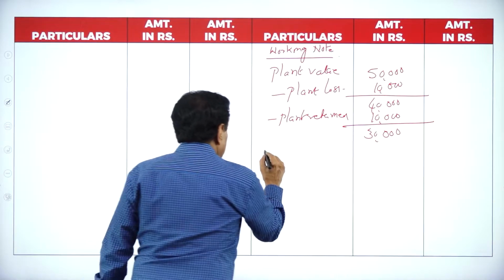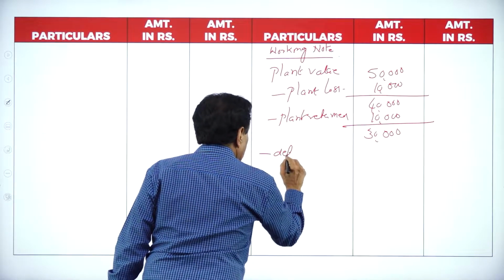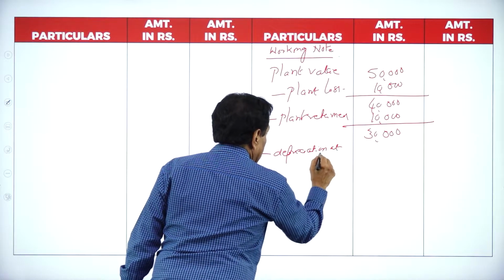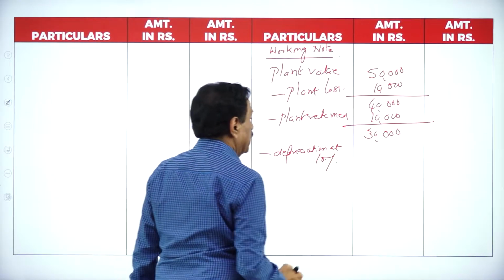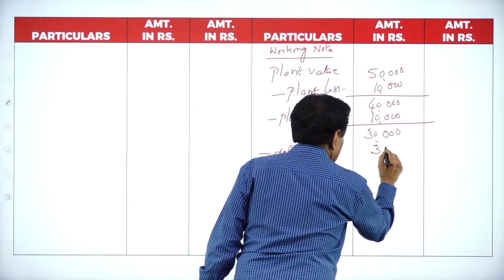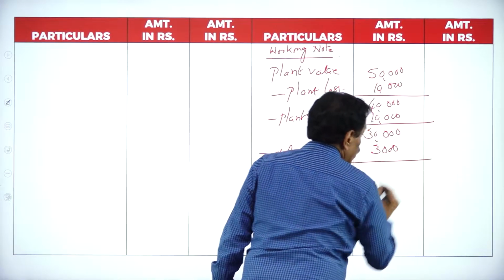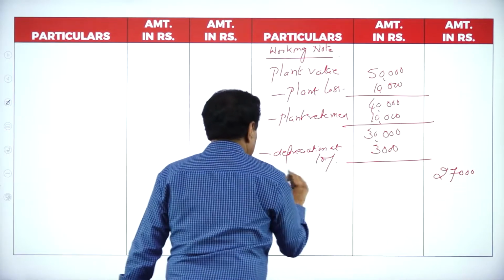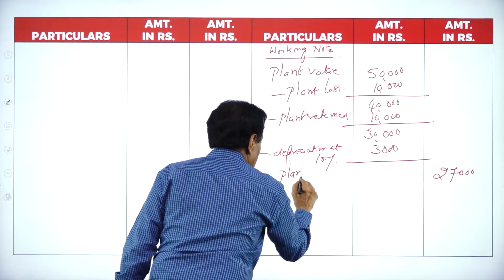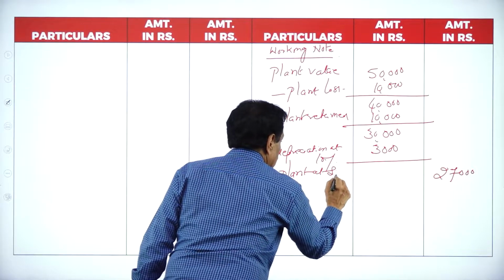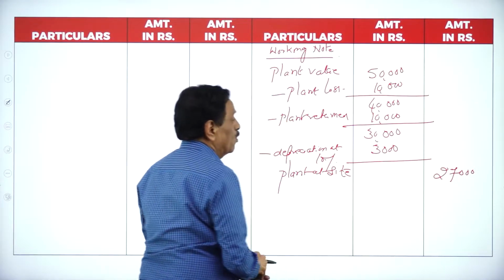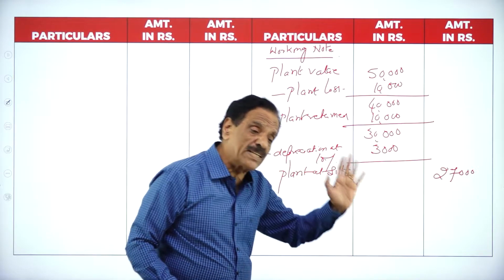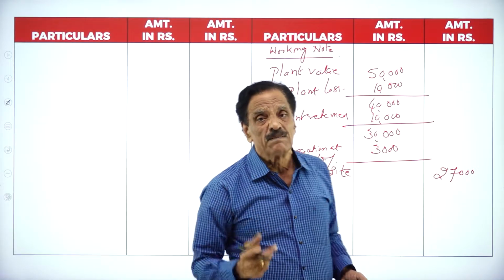Minus depreciation at 10%, 3,000. What's the balance? 27,000. This is the plant at site. So plant at site means closing balance. This will come on the contract account credit side and the asset side of the balance sheet.